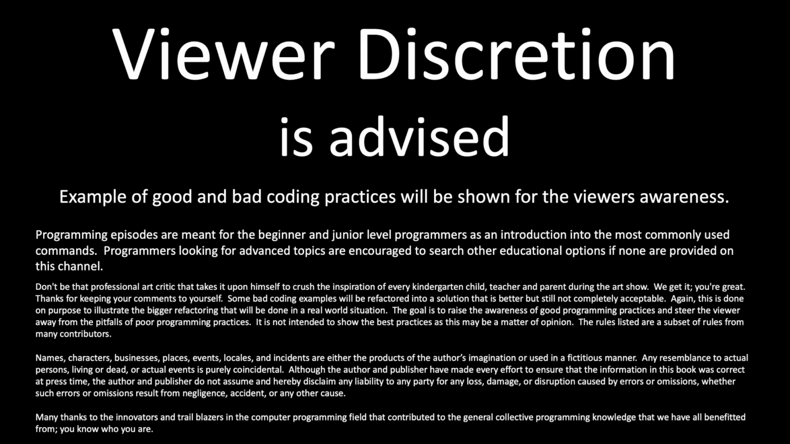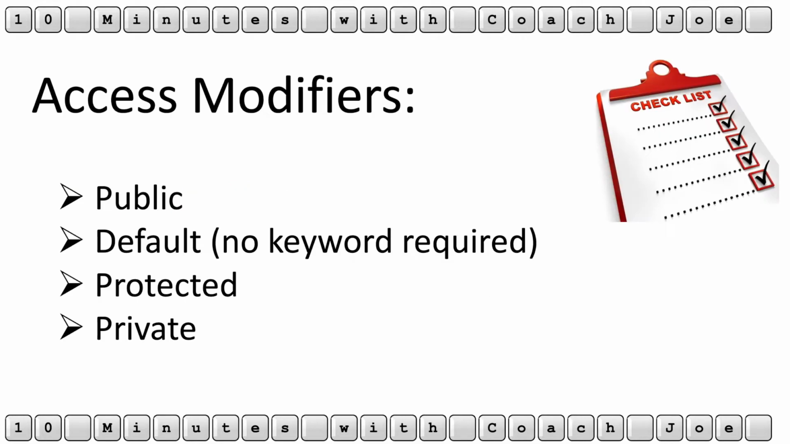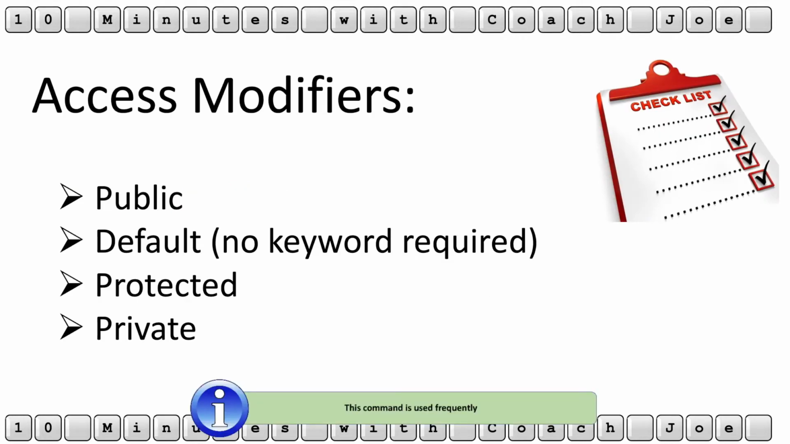The code you're about to see is intended for novice developers to explain concepts with properties and access modifiers. Access modifiers are how you can restrict access or scope to classes, constructors, properties, and methods. The options are public, default, protected, and private. For the upcoming lessons, we'll focus primarily on public and private.